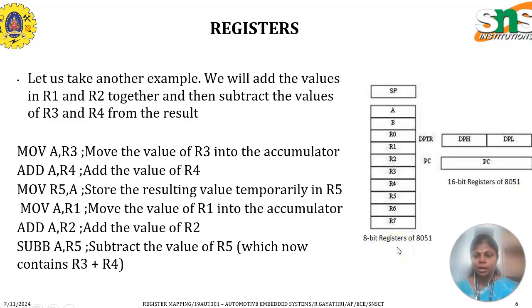We have two types of registers, 8-bit registers as well as 16-bit registers. The 8-bit registers are of the following types and the 16-bit registers of the following types, where SP represents the stack pointer, and there are the A register, B register, and the R registers, R0 to R7. Then we have the DPTR, data pointer, and the program counter.